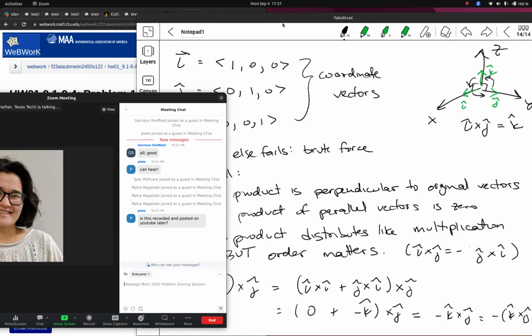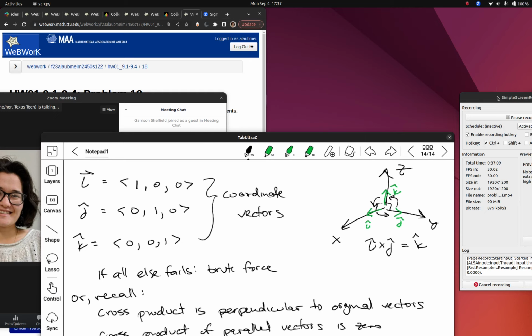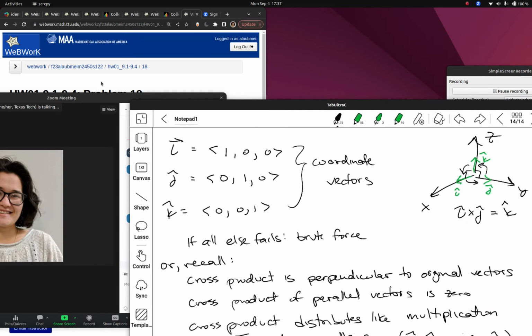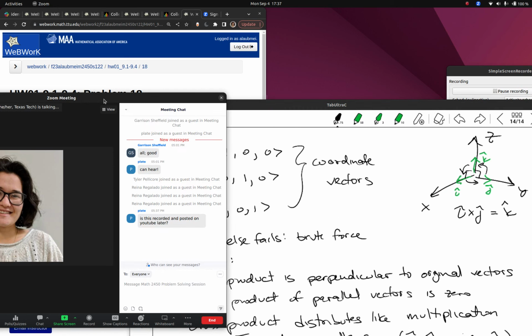Yes, so I'm currently running my screen recorder, I really hope. Yes, I am running it. And so afterwards I'm going to save the recording and upload it, and it takes about 15 minutes to be processed by YouTube, and then it'll be available. Thanks for asking that. I'm sure Plate is a way that your first and last name are put together by Texas Tech, but thank you, Plate.